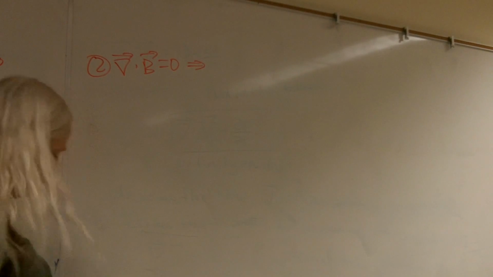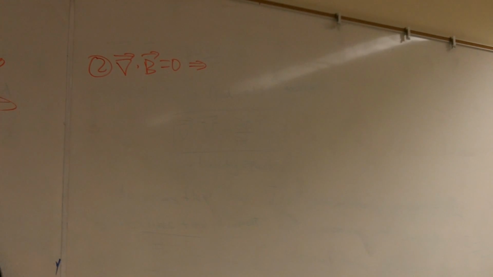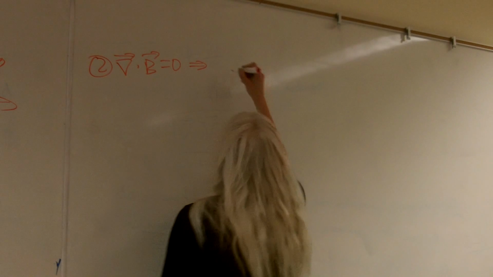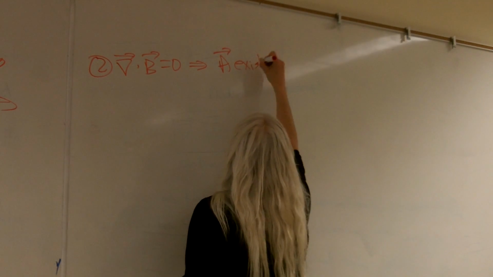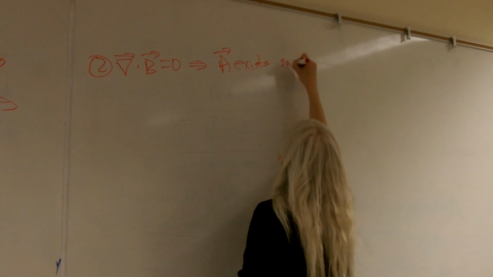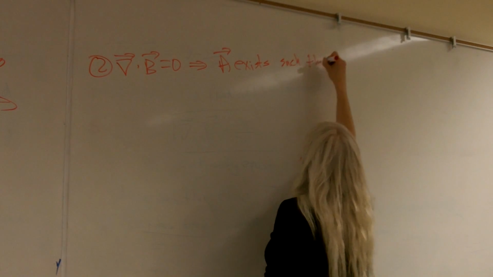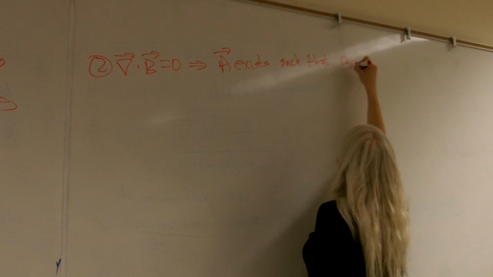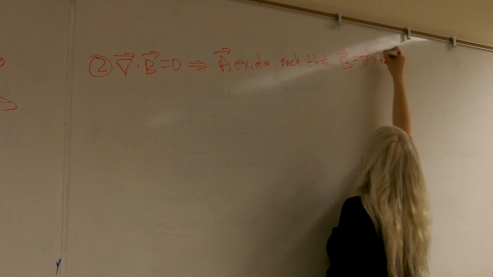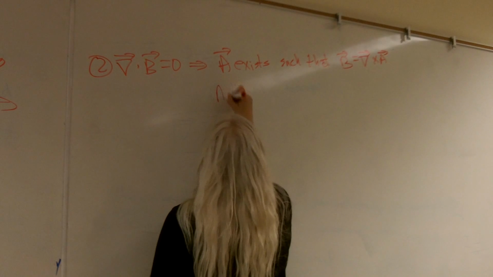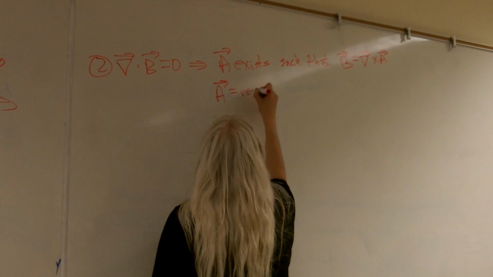We talked last time about the fact that whenever we have a vector field whose divergence is 0, it can be written as the curl of a vector potential. So the fact that the divergence of B is 0 means that there is such a vector field, we'll call it A, such that B is equal to the curl of A. And so A is the so-called vector potential.